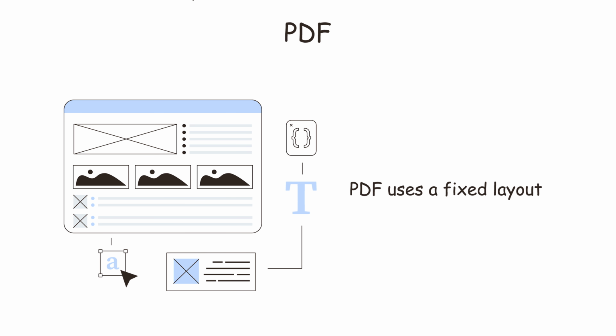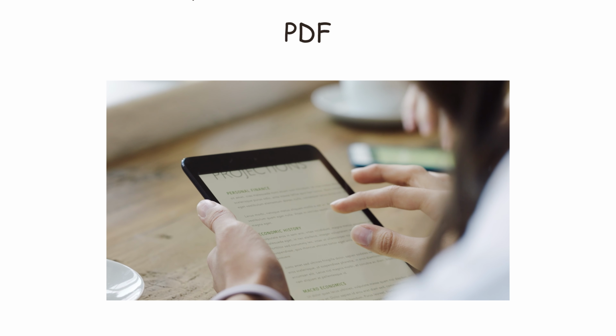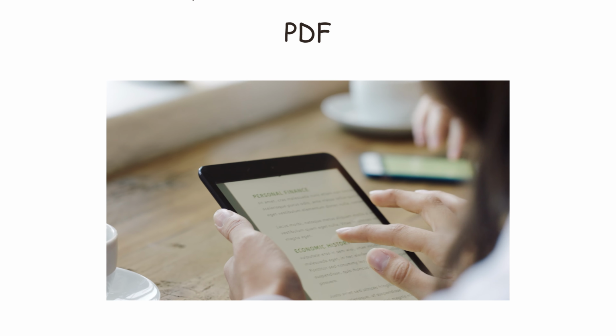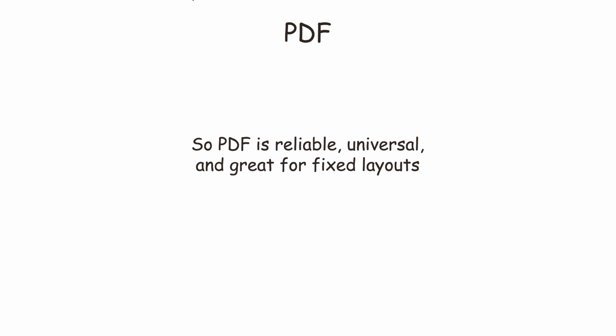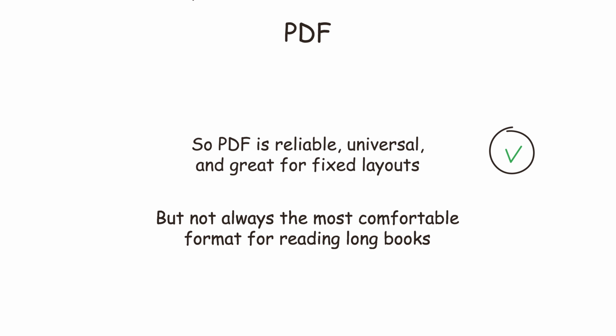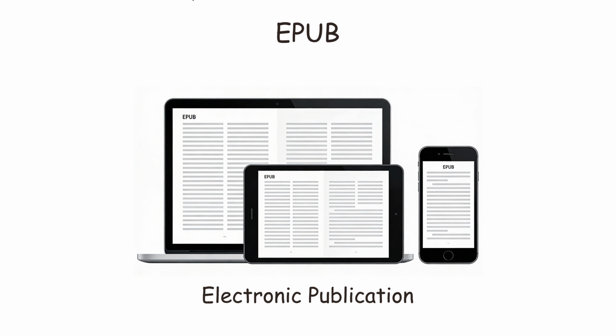PDF uses a fixed layout. On a small phone or e-reader screen, the text does not automatically adjust. You often have to zoom in and scroll left and right, which makes long reading less convenient. So PDF is reliable, universal, and great for fixed layouts, but not always the most comfortable format for reading long books.